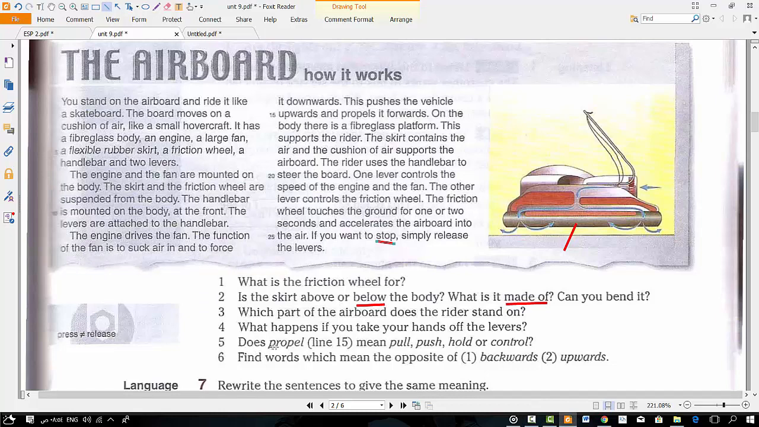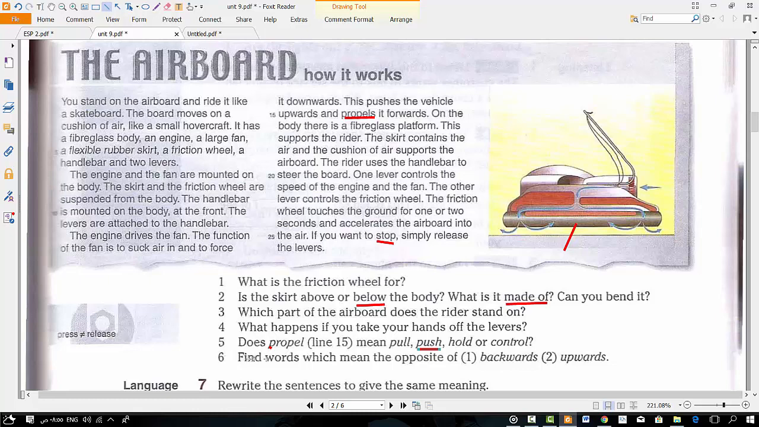5. Does propel mean pull, push, hold, or control? Let's read. This pushes the vehicle upwards and propels it forward. Propel, what does it mean? It means push.